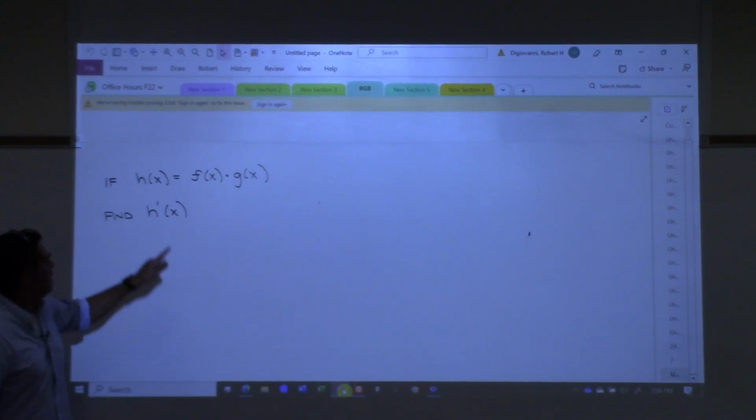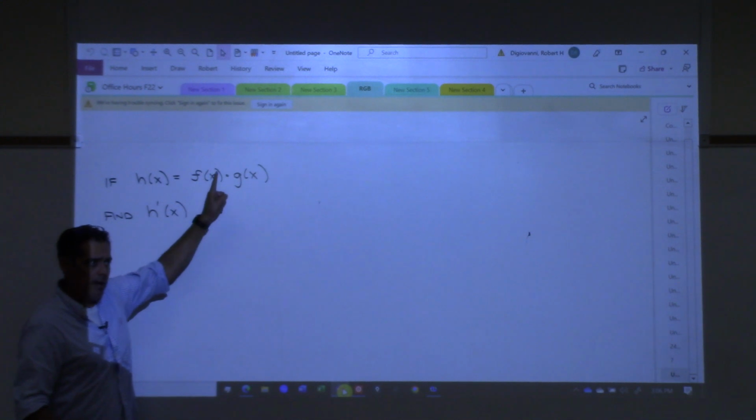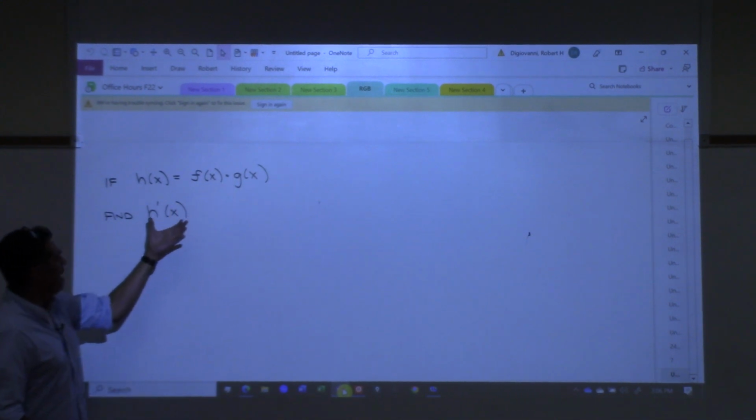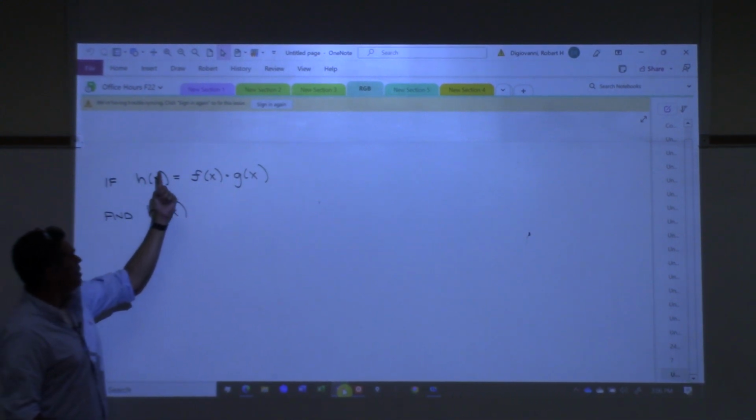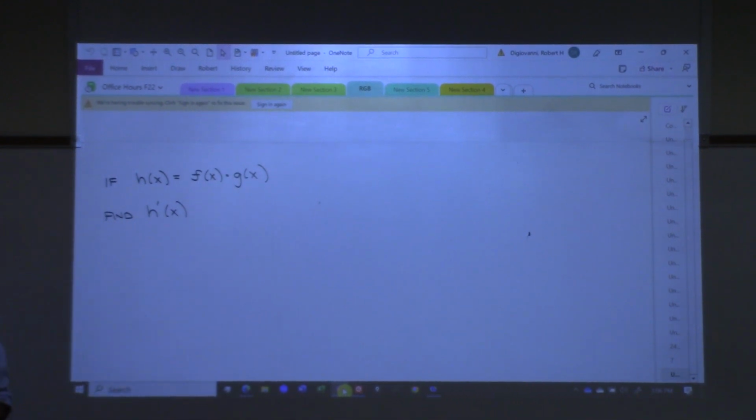See, we just defined a function h and it was what? X squared times sine x. What I'm asking is, if I give you a function and I tell you that it's a product of two functions, what would the derivative be?